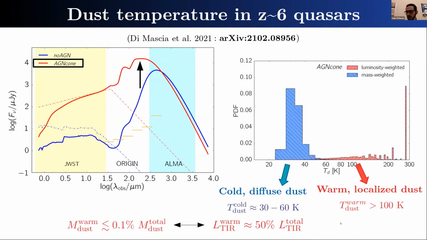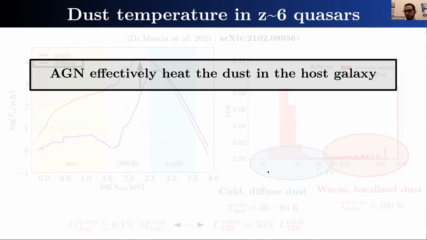But when we include AGN radiation, we find that still the bulk of the dust component is cold. However, there is also a warm component, that is dust in the ISM closer to the AGN, that reaches values above 100 Kelvin. And this dust component constitutes only a small fraction of the total dust mass, but it provides 50% of the total infrared luminosity. So the main takeaway message from this calculation is that the AGN can effectively heat the dust in the host galaxy.